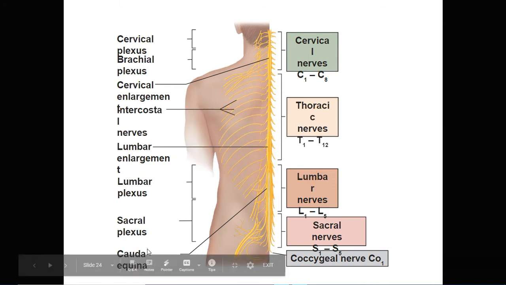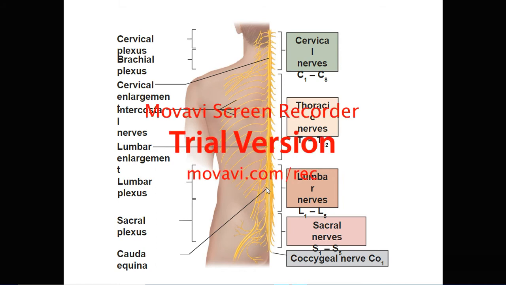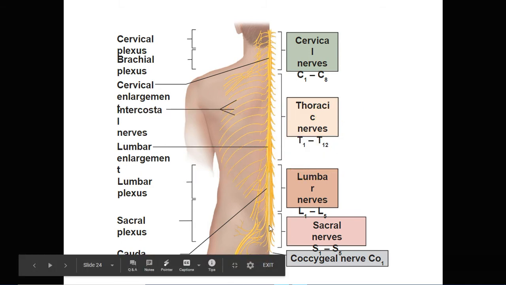And then you see, remember, cauda equina. Remember the spinal cord ends at around L1, lumbar vertebra 1. So after about L1, you're going to have the cauda equina, which is just the root endings of the nerves. And it kind of looks like a horse tail, which is where the name came from.